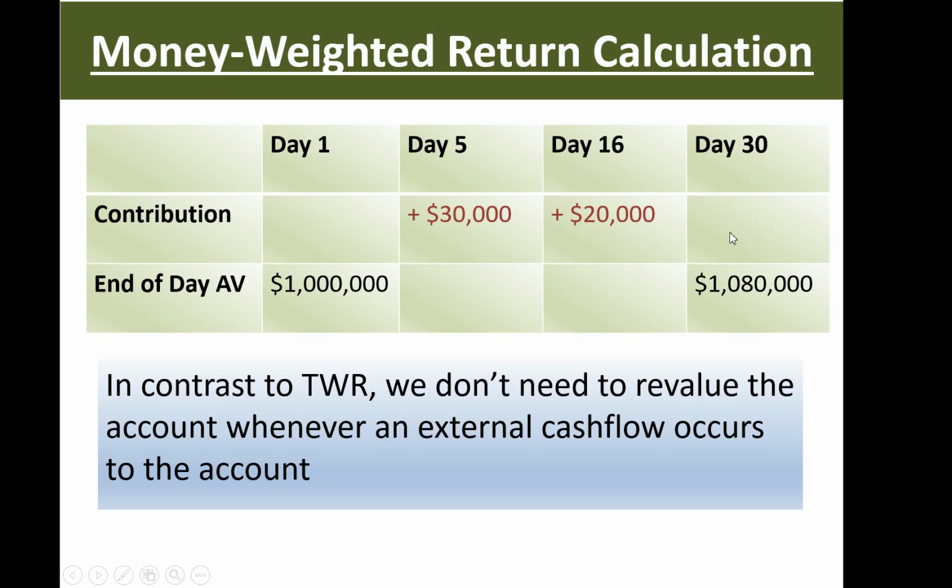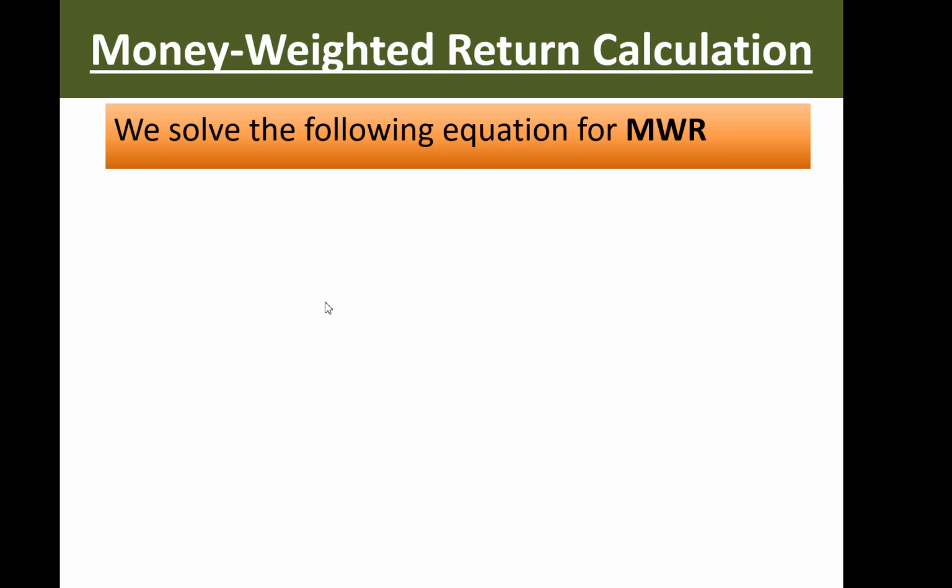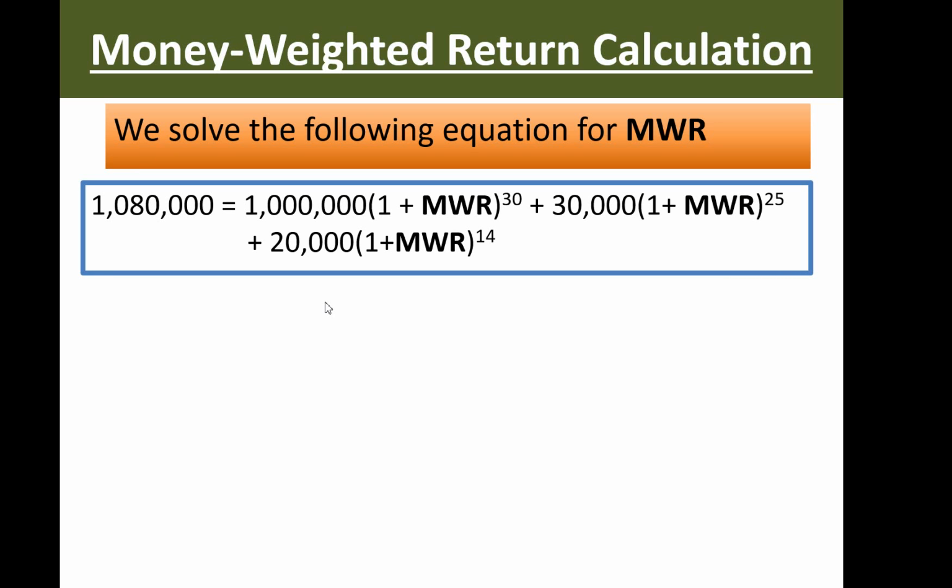And if an exam question asks you to compare money-weighted return and time-weighted return, this is one important thing to remember. Because under money-weighted return calculation, if you want to calculate the MWR for this period of time, the way you would set up this problem is you would solve an equation for the rate of return. And this equation would be set up like this. So 1.08 here would be the ending account value.